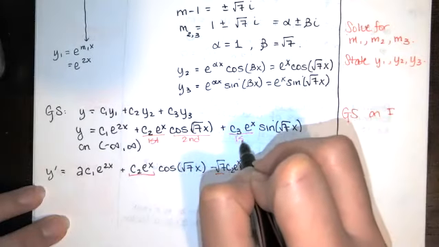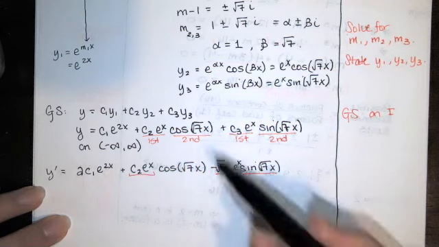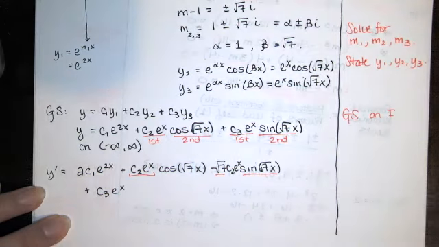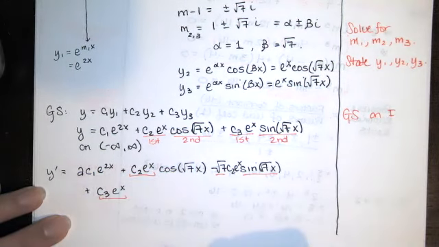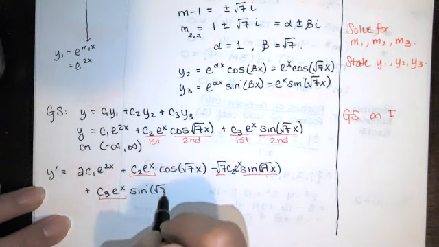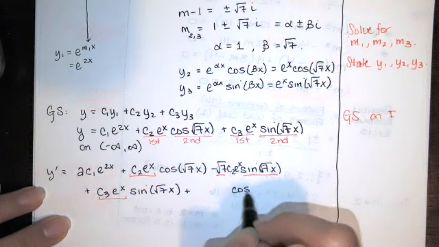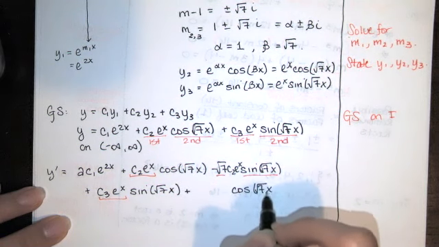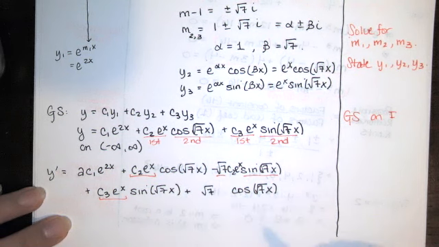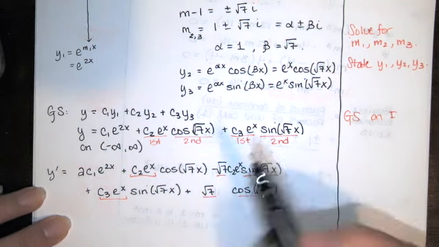Okay, now we're going to do the same thing over here. Here's our first function and our second function. We have derivative of the first, derivative of a constant times e to the x is a constant times e to the x, times the second, plus the derivative of the second. Derivative of sine of square root of 7 times x is cosine of square root of 7 times x, times the square root of 7. It's the derivative of the inside. It's the derivative of the second, times the first.